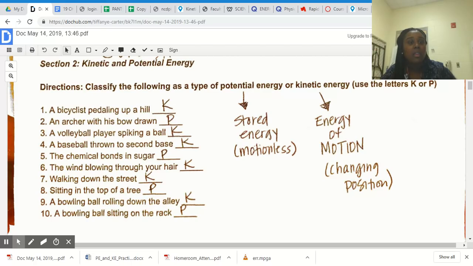Number 8, sitting in the top of a tree. So if I'm just sitting in the top of a tree, because of my height, the distance I am away from Earth's surface, I am storing energy.